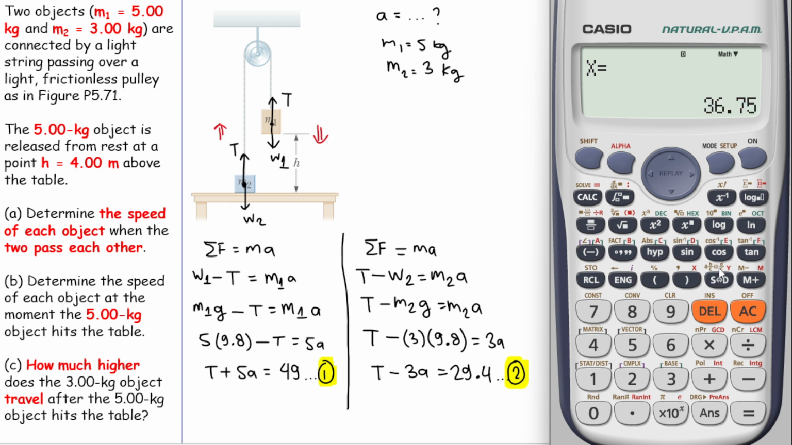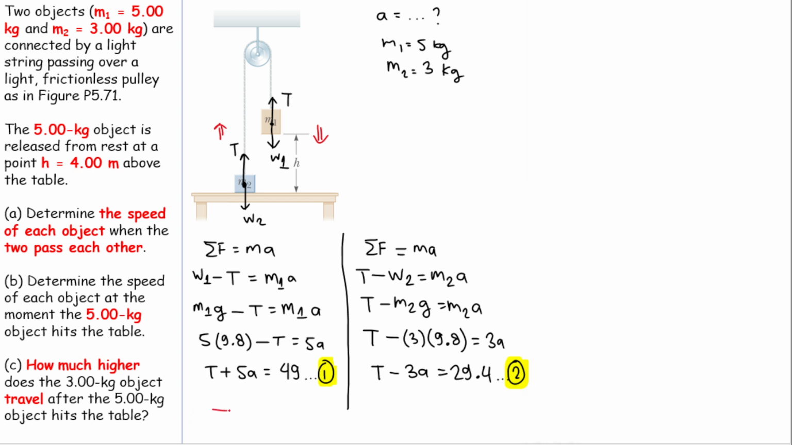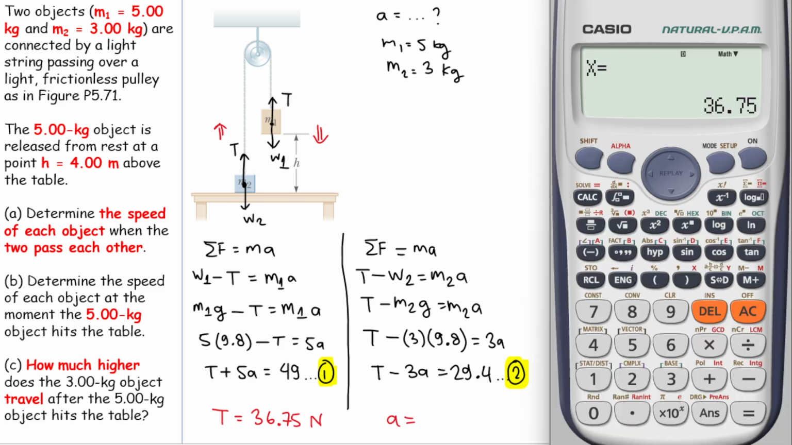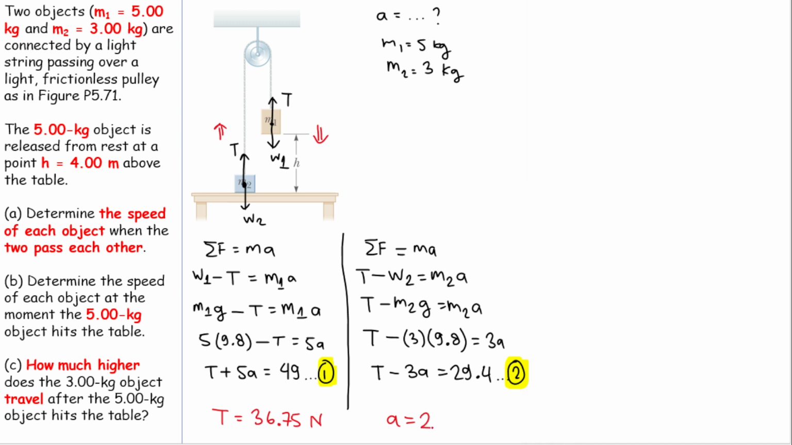Good. So I will have T here is 36.75 Newton. And what is the acceleration? We will have the y value here, and that will equal 2.45 meter over squared second. Good. And that acceleration will be important for solving question A, B, C, and D, right?